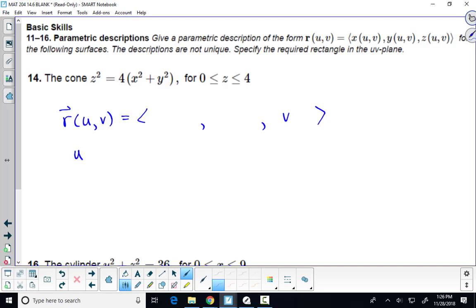u and v are both going to have some sort of domain. And if I do that, v is now designated to go from 0 to 4. It's representing z. And so what I'm hoping then is that I can represent the x and the y components with just the u. So let's see what happens here. Quite frequently, when you have x squared plus y squared, you think polar. You think, is there a way to somehow use polar coordinates? And let's think about that for a second.